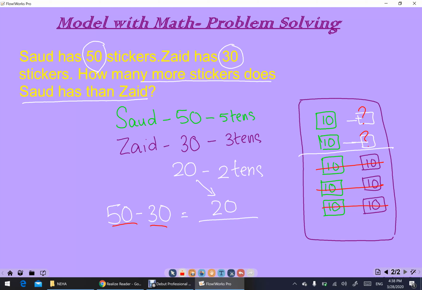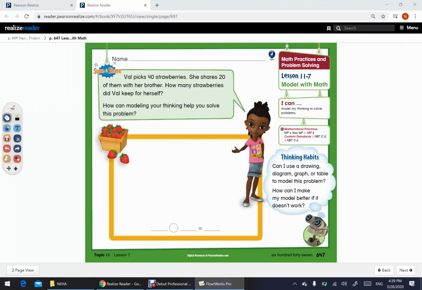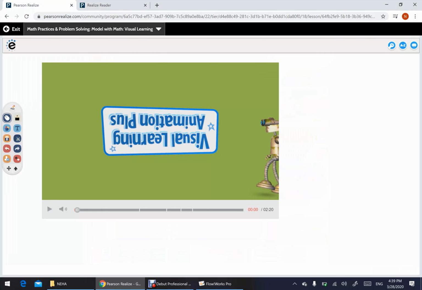If they're asking you in the problem about more or to compare, you can draw pictures like this and you can solve your problem. Okay? So let's begin with our lesson with the video, so you will understand more how we can solve it.